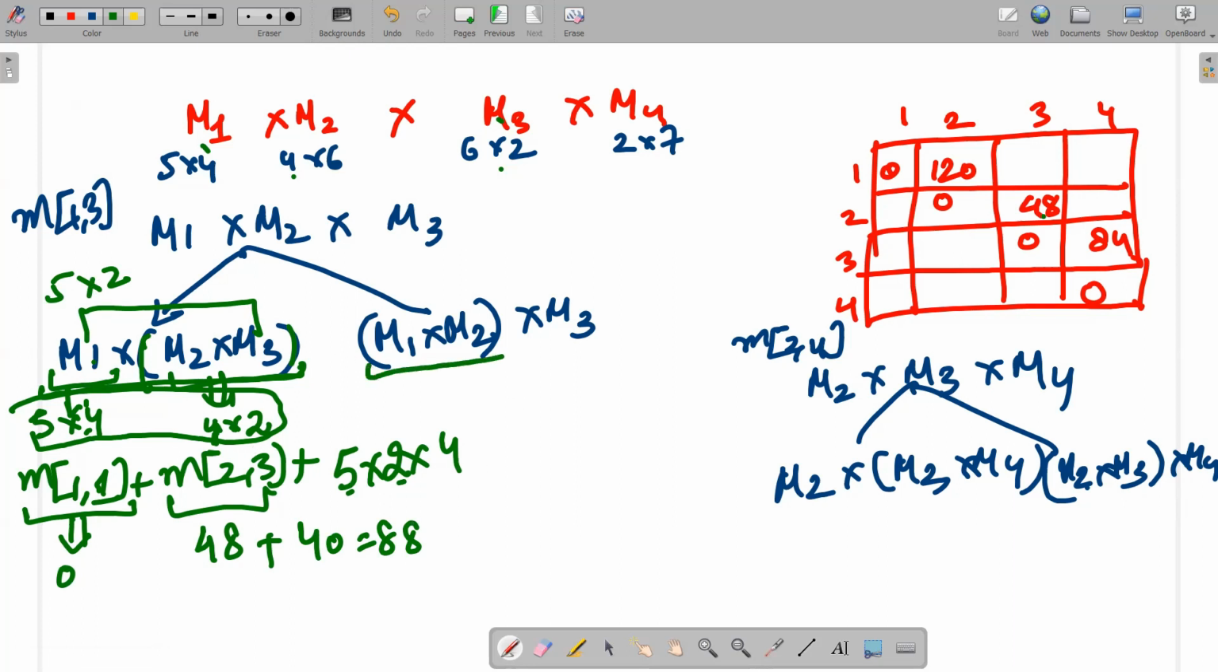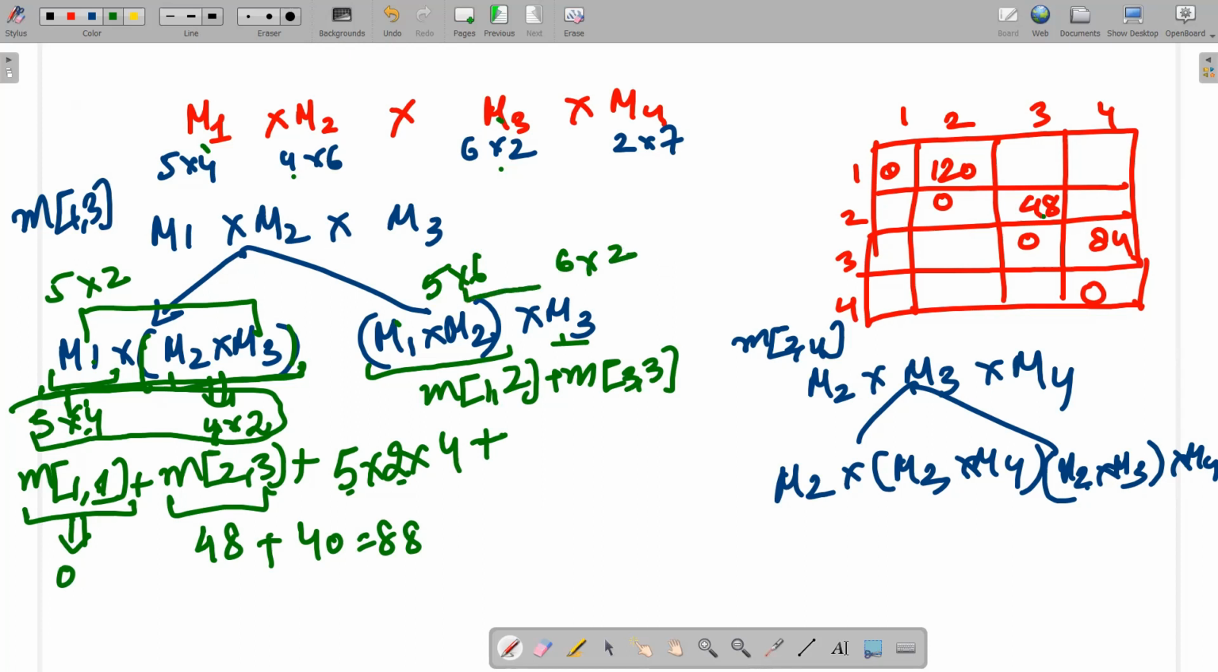So M1 multiplied by M2. If I have to multiply this particular cost, the answer would be M12 plus M33 alone, plus then the multiplying cost. So M1, M2 result would be 5 cross 4, 4 cross 6. The result is 5 cross 6. M3 cost is 6 cross 2.